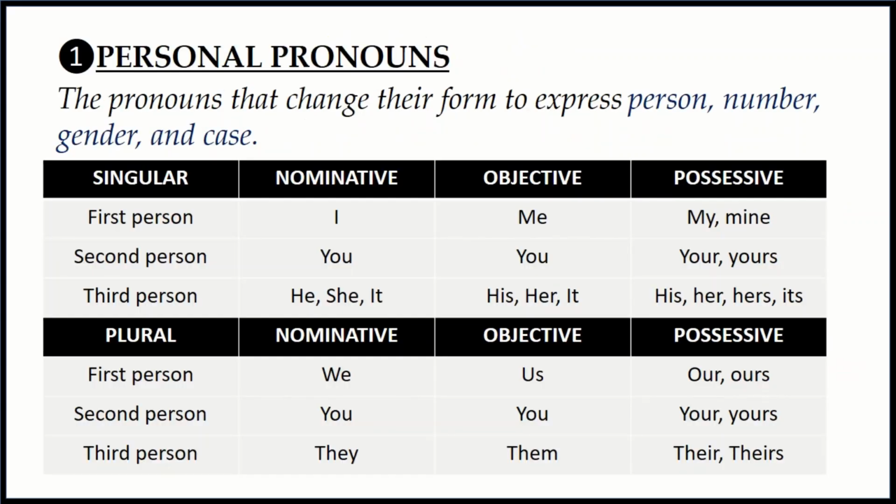First is personal pronouns. These are pronouns that express person, number, gender, and case. So, for example, let's consider singular pronouns. I is the nominative first person, me is objective first person, and my and mine are possessive first person.